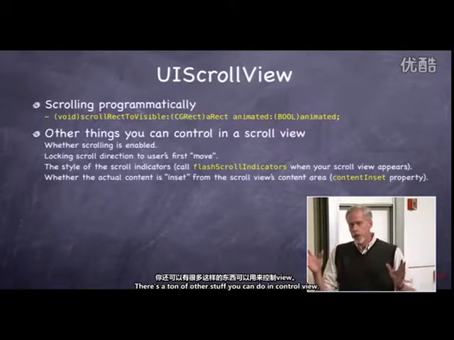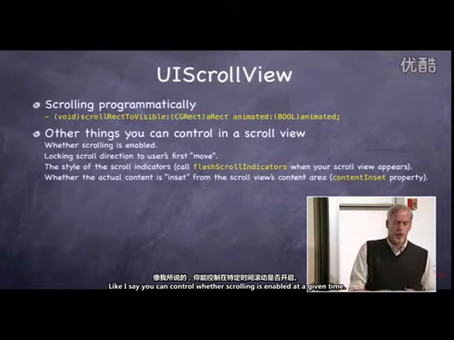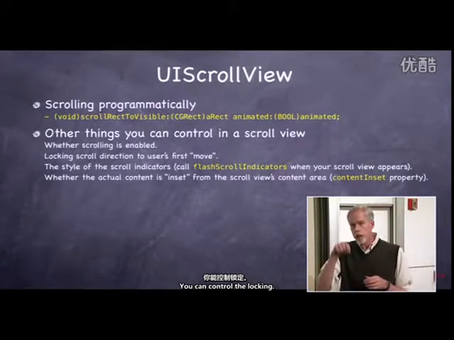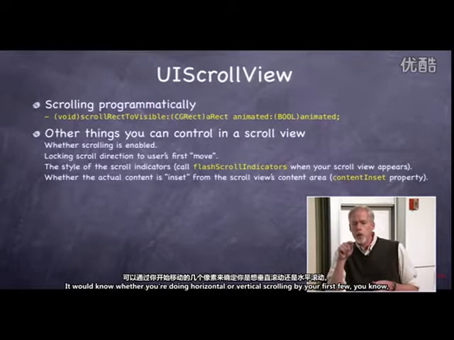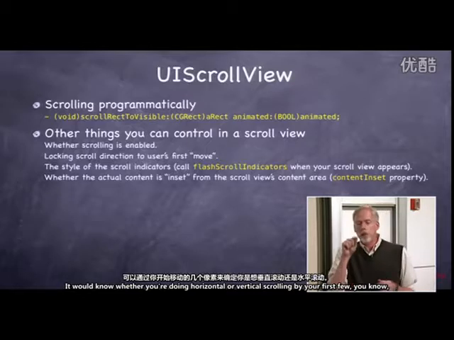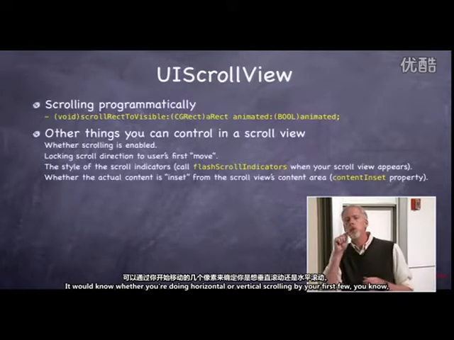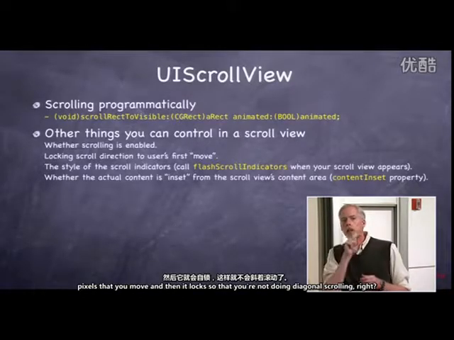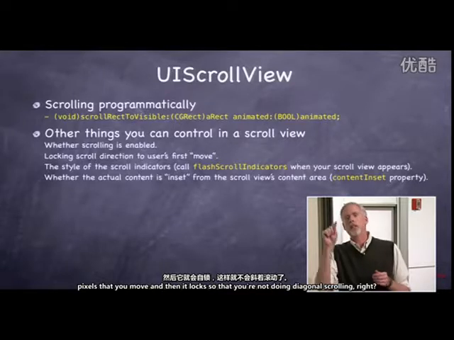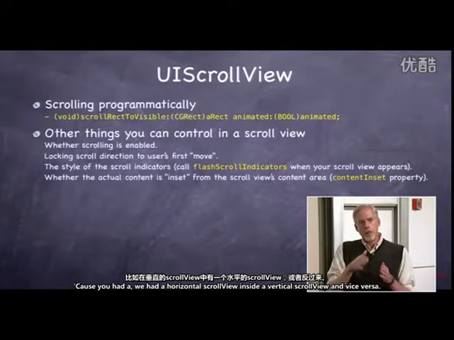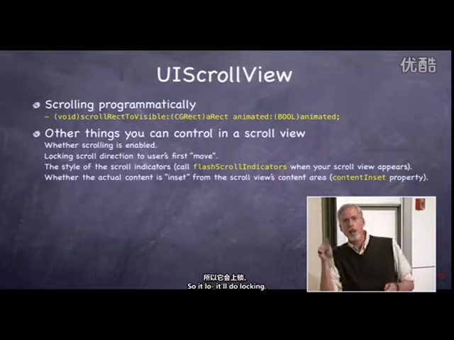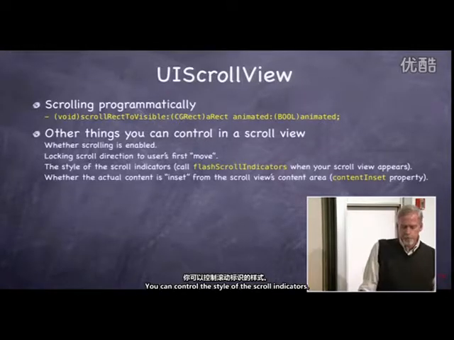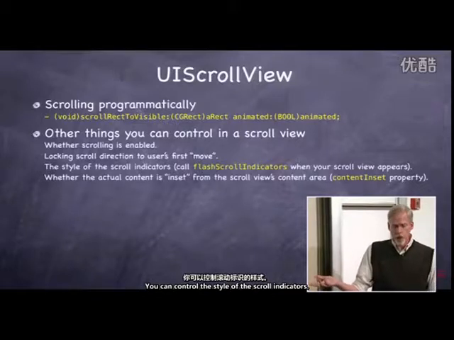There's a ton of other stuff you can do in scroll view. Like I say, you can control whether scrolling is enabled at a given time. You can control the locking. Remember when you had scroll views inside scroll views, it would know whether you're doing horizontal or vertical scrolling by your first few pixels that you move, and then it locks so that you're not doing diagonal scrolling, right? Because we had a horizontal scroll view inside a vertical scroll view and vice versa. So it'll do locking. You can control the style of the scroll indicators.